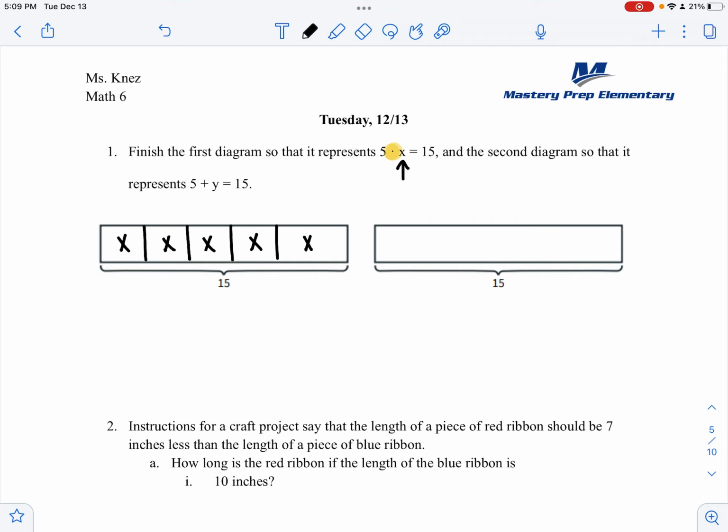In contrast, 5 plus y equals 15 shows that we're adding 5 to another unknown number, y. This time, the groups in our tape diagram won't be an equal size because we're adding 5 plus another number for a total of 15, like so.